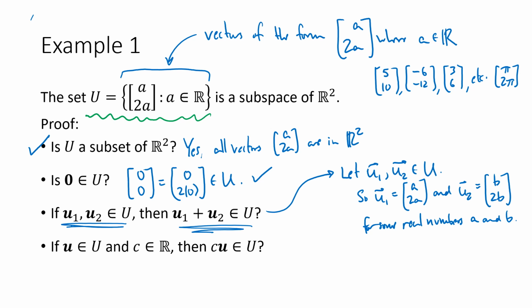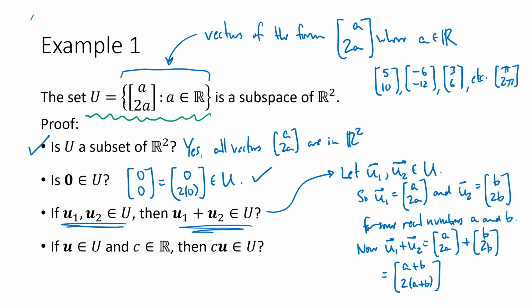Now I'm going to start working towards my conclusion. My conclusion says u1 plus u2 is in capital U. So I'm going to take these 2 vectors and add them together. So u1 plus u2, well, that's going to be (a, 2a) plus (b, 2b), and that's going to be (a plus b), and then if I do a little bit of algebra, 2 times (a plus b). And that's in capital U because capital U is vectors where the second entry is double the first entry, and that's what this is. So that checks our closure under vector addition.